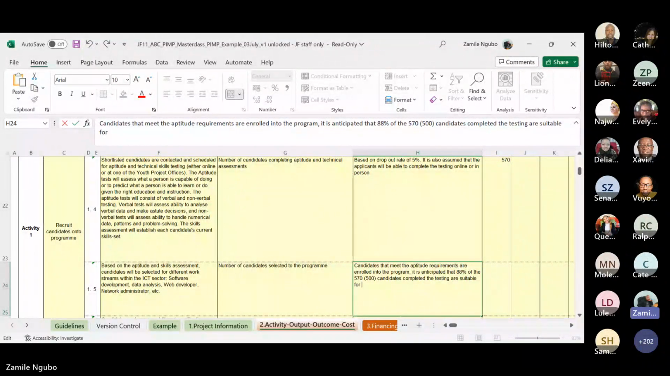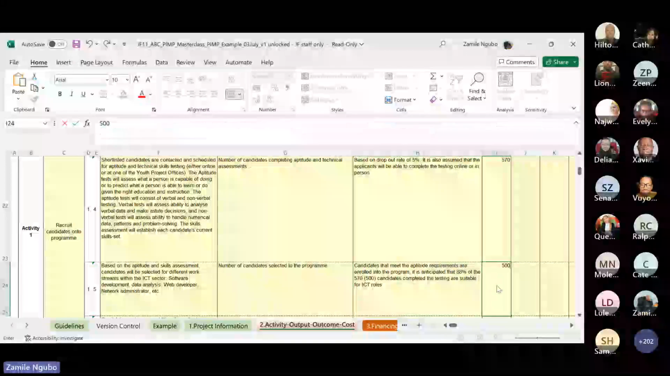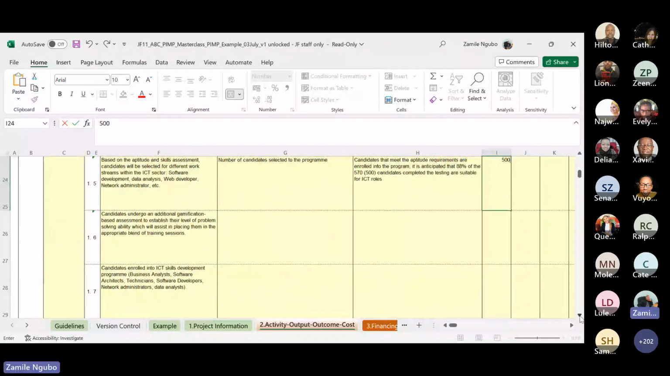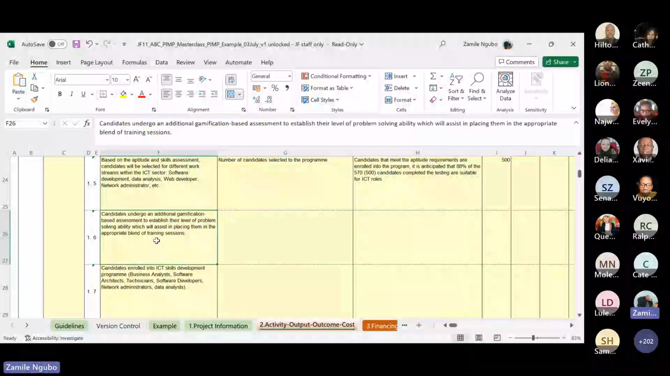For ICT roles. So we are assuming that 88% will be suitable to fit the roles. So we'll be left with now 500 candidates. Then the next activity or sub-activity will be the number of candidates undergoing gamification. So here we are saying candidates that will undergo the gamification is the selected 500.